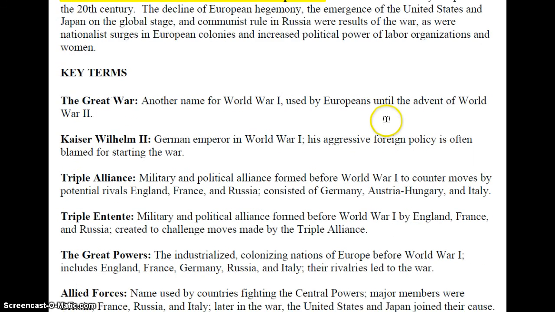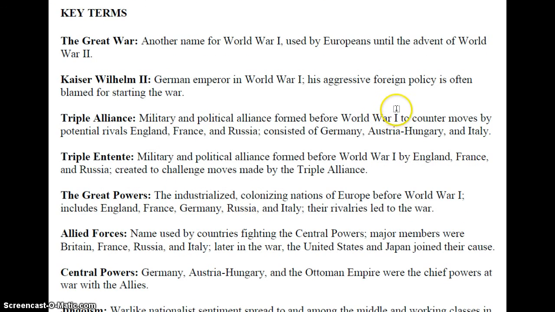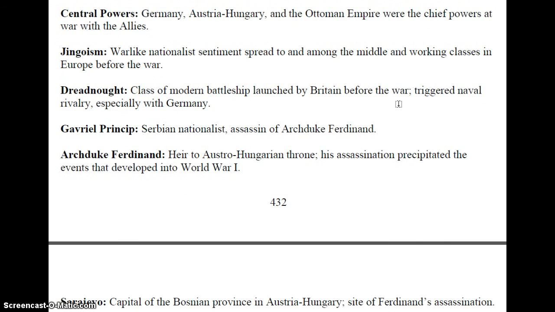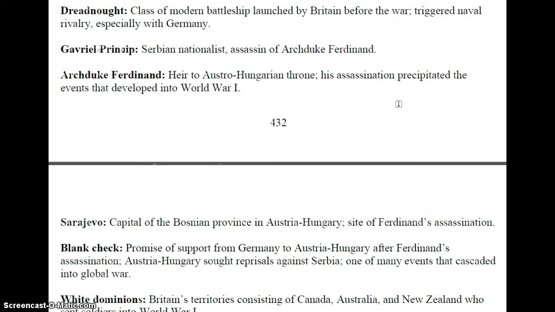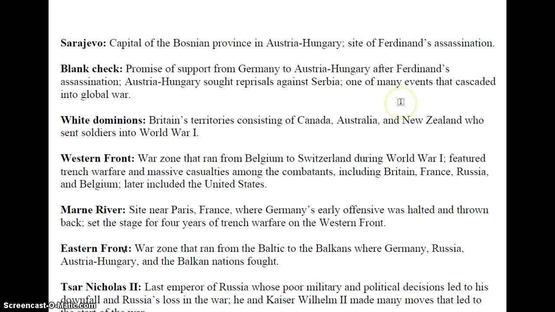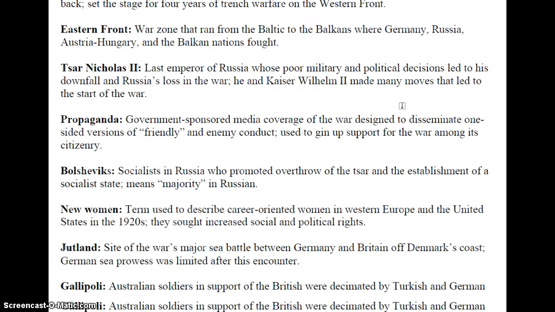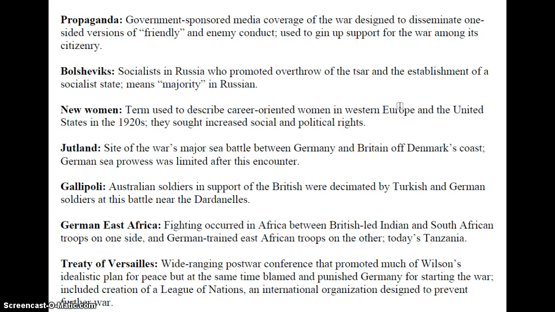So I'm going to scroll through these. You can pause these key terms as you like. This is something new. I'll try it differently. Just pause as needed. Pause as needed. Pause as needed. Especially with this guy, Tsar Nicholas II. He's important. I'll talk about him in the notes in class. Propaganda, Bolsheviks.